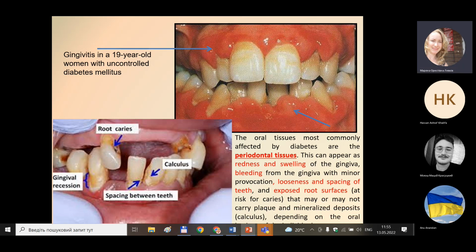The oral tissues most commonly affected by diabetes are the periodontal tissues. These can appear as redness, swelling of the gingiva, bleeding from the gingiva with minor provocation, looseness and spacing of teeth, and exposed root surfaces at risk for caries that may or may not carry plaque and mineralized deposits.